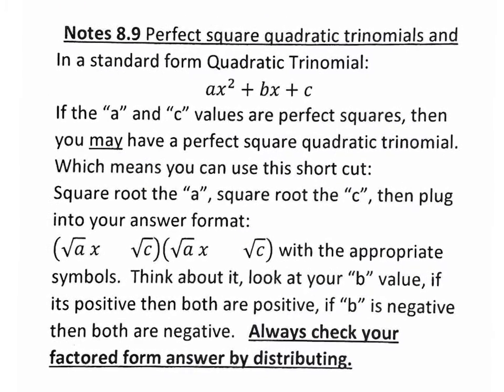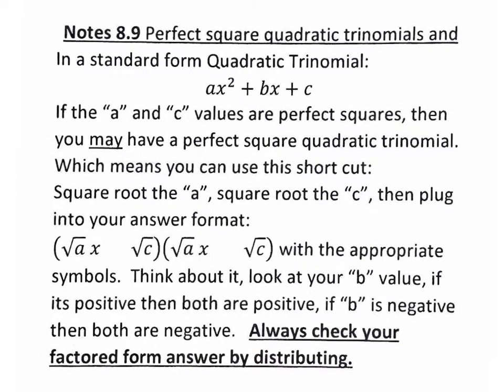And in today's section, we're going to be factoring perfect square quadratic trinomials. So if we read along right here, in a standard form quadratic trinomial, ax squared plus bx plus c, if the a value and the c value, if this guy and this guy are perfect square values, then you may have a perfect square quadratic trinomial. So what is a perfect square quadratic trinomial? It's when you have a perfect square term in the front and a perfect square term in the back.